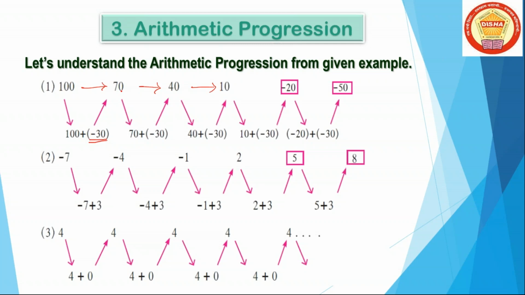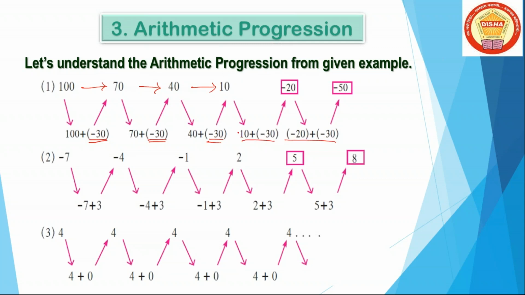Then we get 70. Again 70 plus negative 30, meaning in the T2 term we added negative 30. Then again we get 40. Then 40 plus negative 30, again we get 10. Then 10 plus negative 30, we will get negative 20. Then negative 20 plus negative 30. See here, addition is here. Here is also addition.